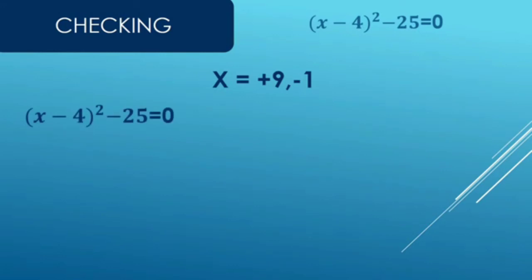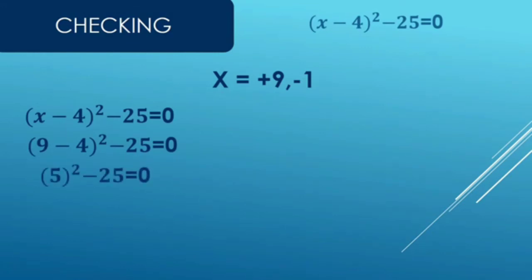So, substitute the solutions in the original equation, which is quantity x minus 4 squared minus 25 is equal to 0. Our values of x are positive 9 and negative 1. For positive 9, quantity x minus 4 squared minus 25 is equal to 0. 9 minus 4 squared minus 25 is equal to 0. 5 squared minus 25 is equal to 0. 25 minus 25 is equal to 0. 0 is equal to 0, it means that it satisfies the equation.